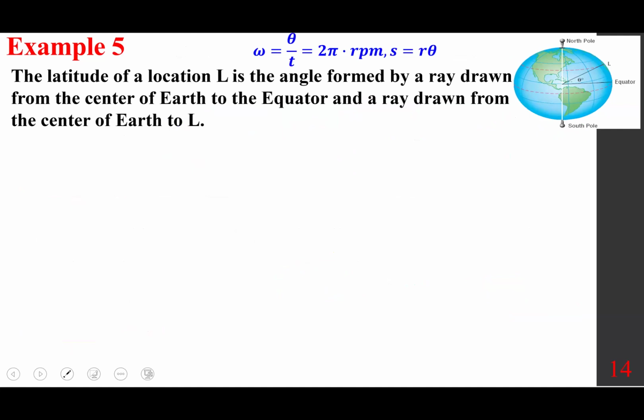All right, here's the application. Example 5. The latitude of a location L is the angle formed by a ray drawn from the center of the Earth to the equator, and a ray drawn from the center of the Earth to the location of interest N. So in essence, you can think of it as a horizontal line from the center of the Earth, from the center of the sphere, and then from there to the location that we are interested in.